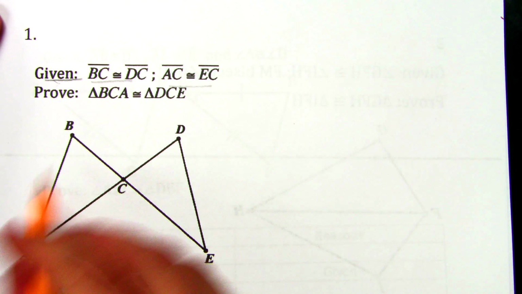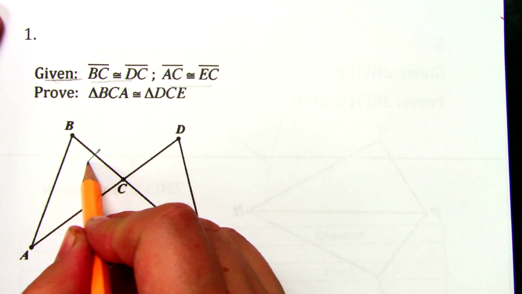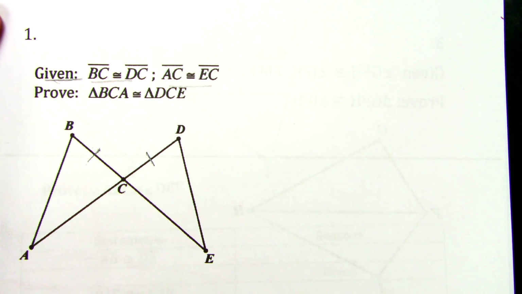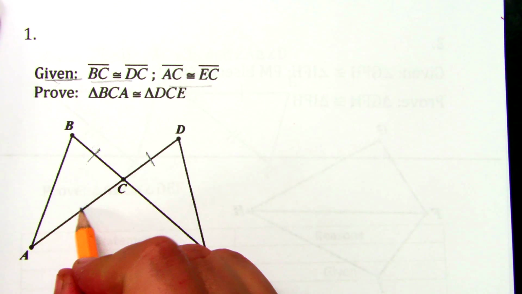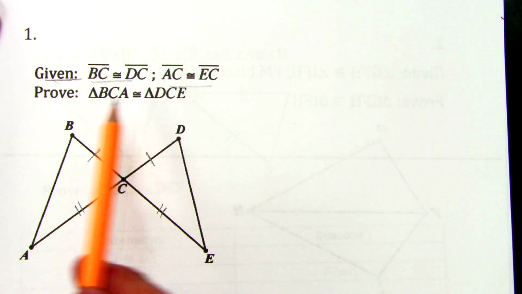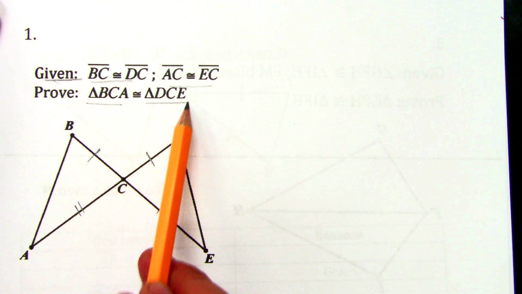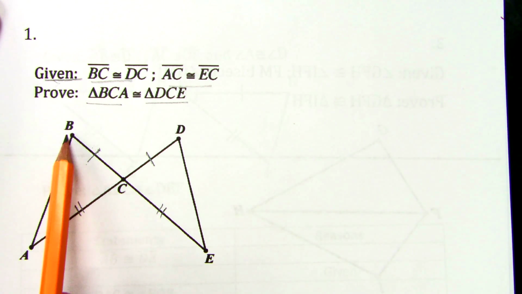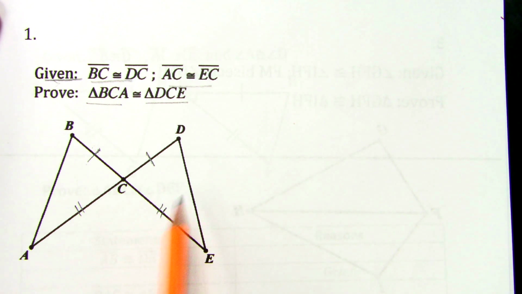I'm going to mark that on the diagram just so I can keep track of it. So BC and DC are congruent, we'll mark those with one hash mark, and AC and EC are congruent. Mark that with another hash mark. First thing I'm going to do is say I'm trying to prove that BCA and DCE are congruent, the two triangles, so this triangle and this triangle.